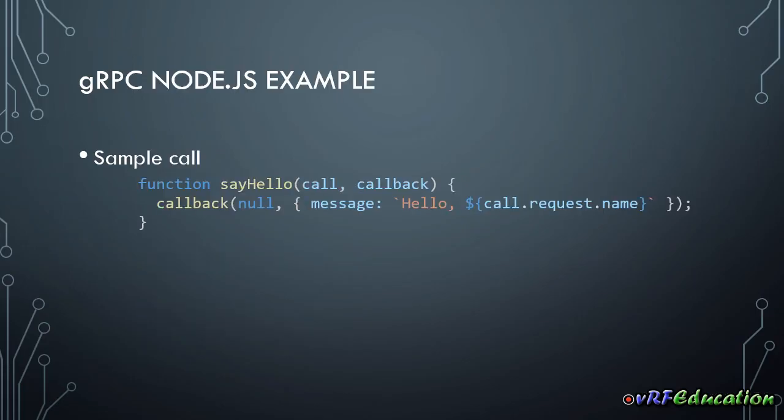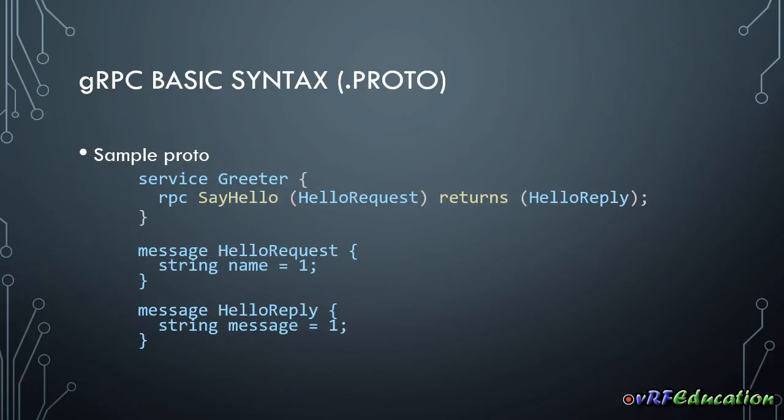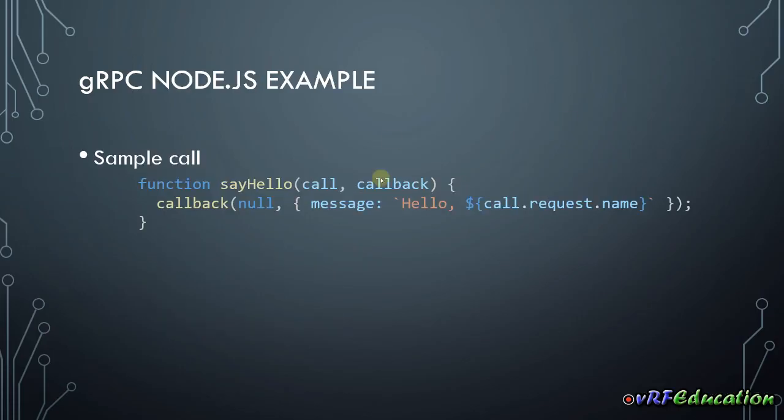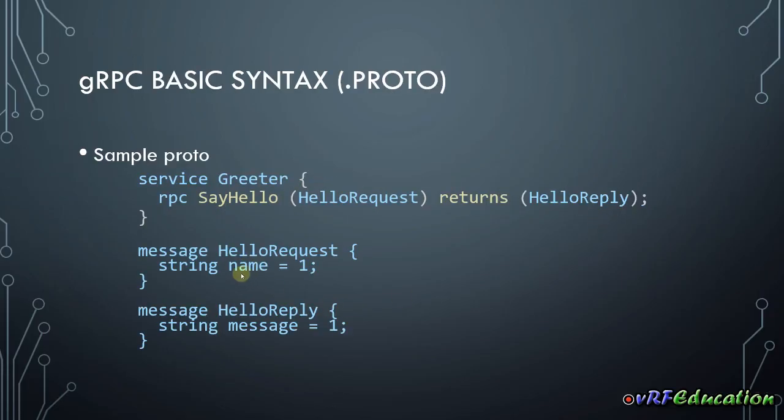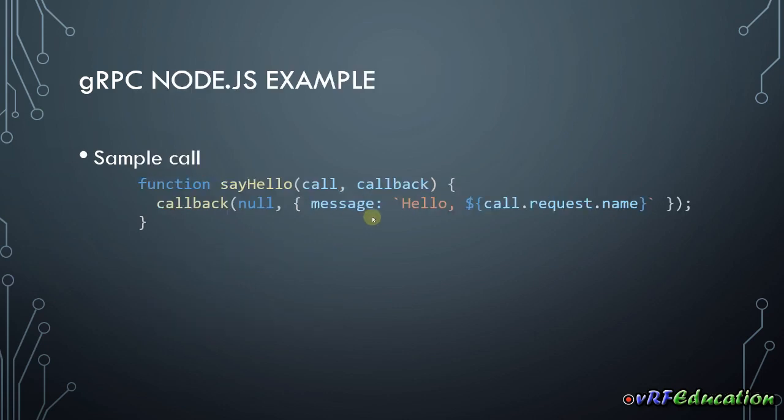In the next slide, this is a very simple implementation for our service here. Let's say hello. Here we have two parameters, call and callback. Callback is a function on the other system that we need to call remotely, and call is the information about the call that happened. Here you can see we have the name parameter that we declared here. We can access it through the request inside the call.